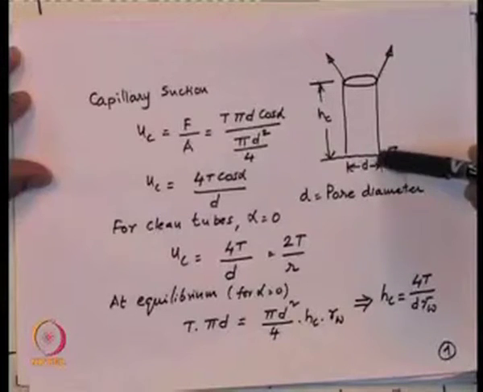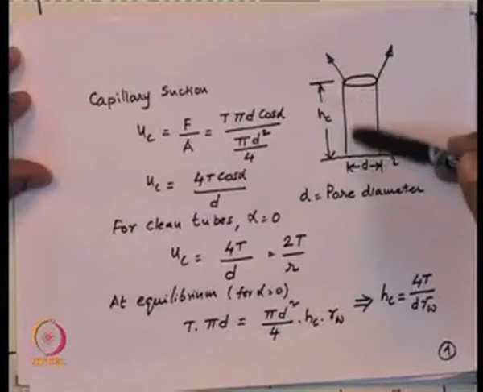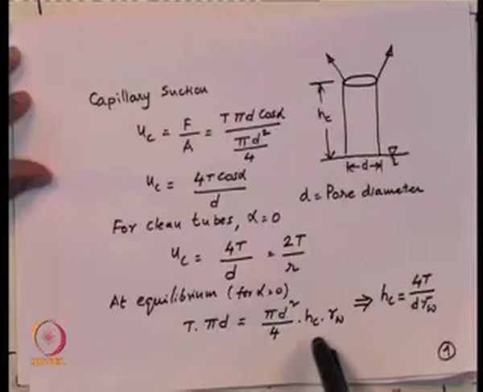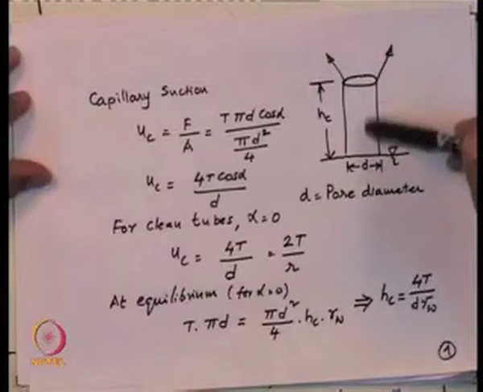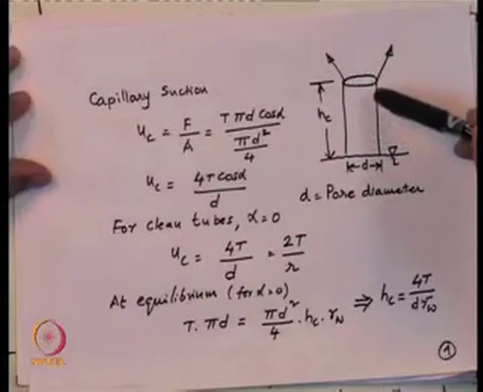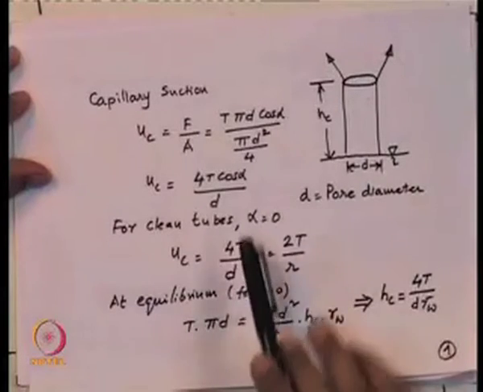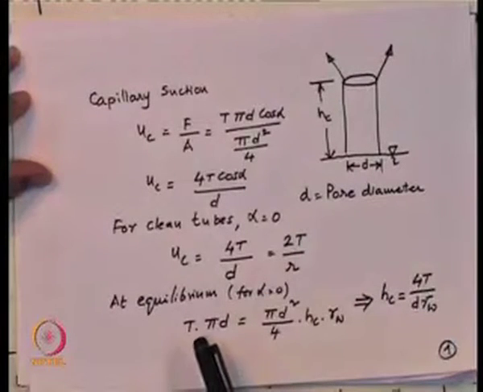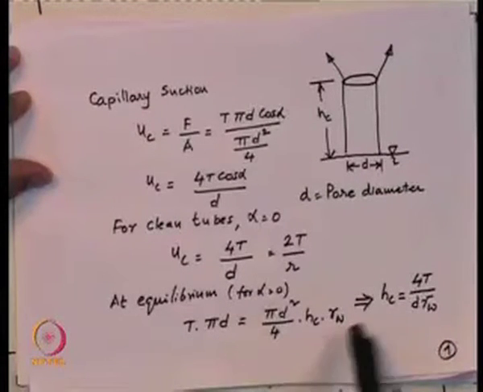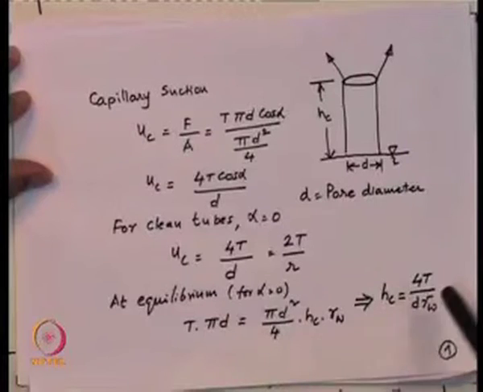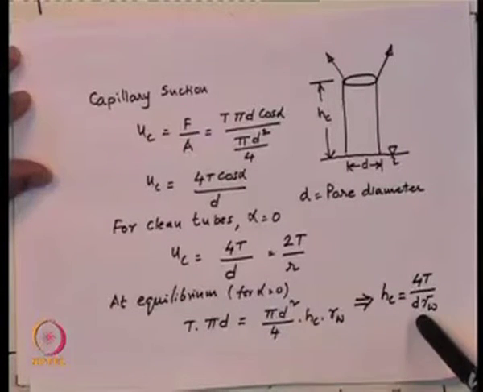If Hc is the zone of complete saturation, then πd²/4 × Hc × γw, which is nothing but the weight force, equals T × πd, which is the surface tension force. I have taken a clean tube, so α is equal to 0, so the cos α component is equal to 1. With that we get T × πd = πd²/4 × Hc × γw. With that we get Hc = 4T/(d γw). Here d is nothing but the pore diameter.